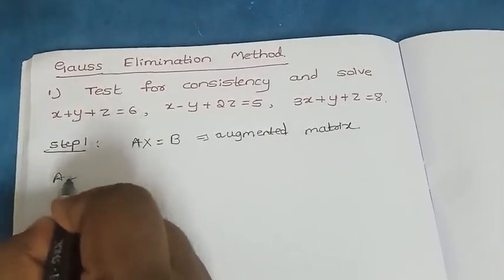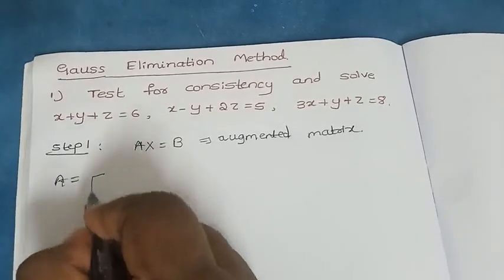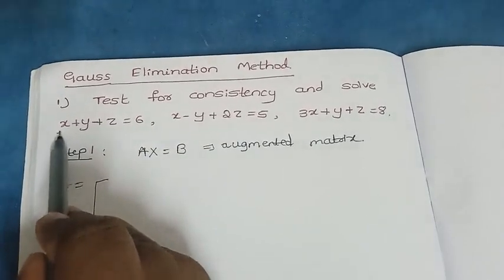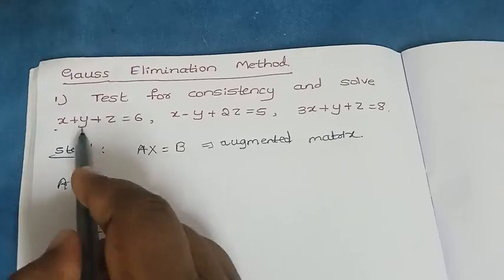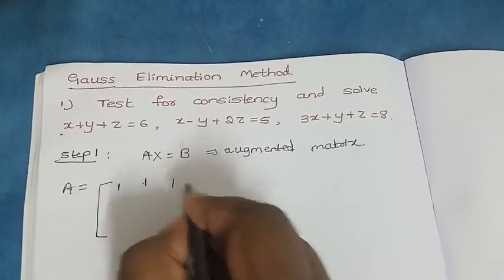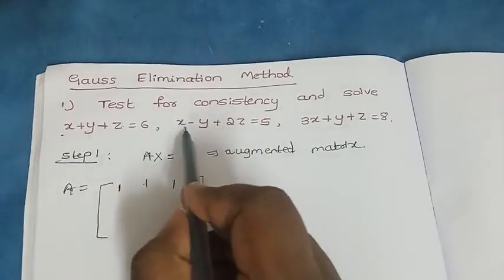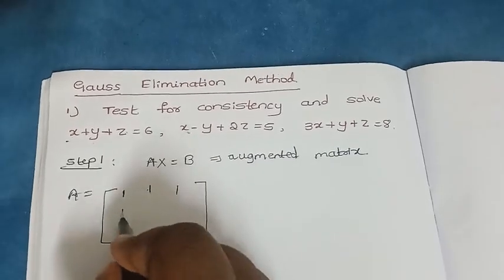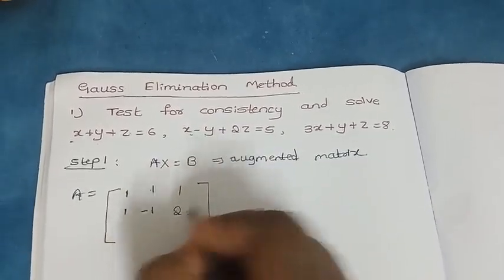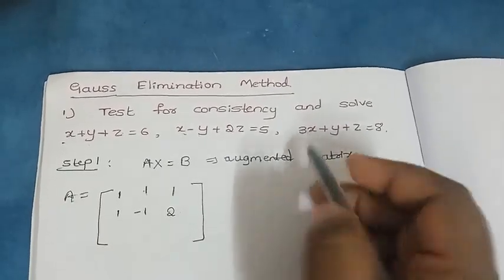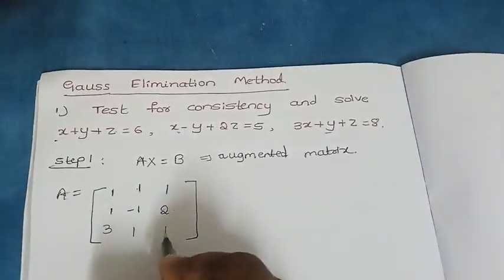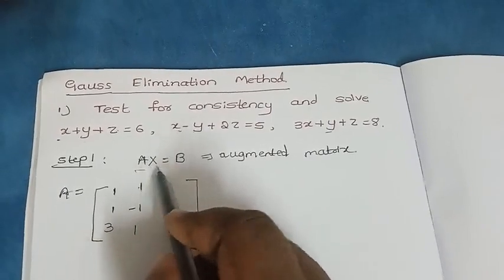So first we will write A. So A is equal to, like we have to take this. According to the first equation, x variable's value 1, y variable's value 1, then z variable's value 1. After that, second equation, x variable's value 1, y variable's value minus 1, then z variable's value 2. Third equation, x variable's value 3, y variable's value 1, z variable's value 1. A is done.